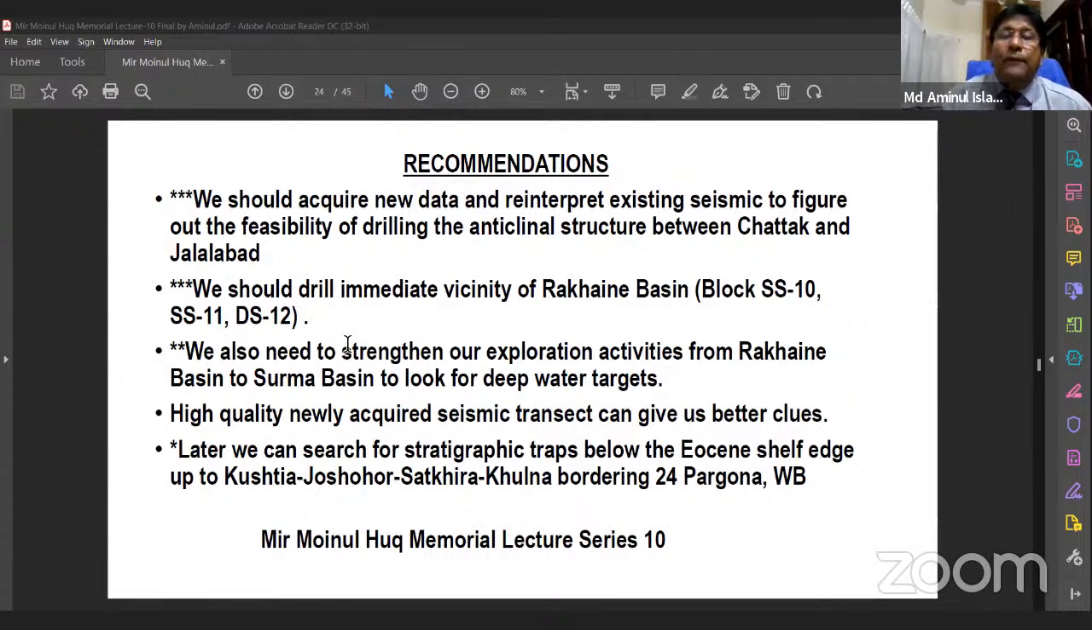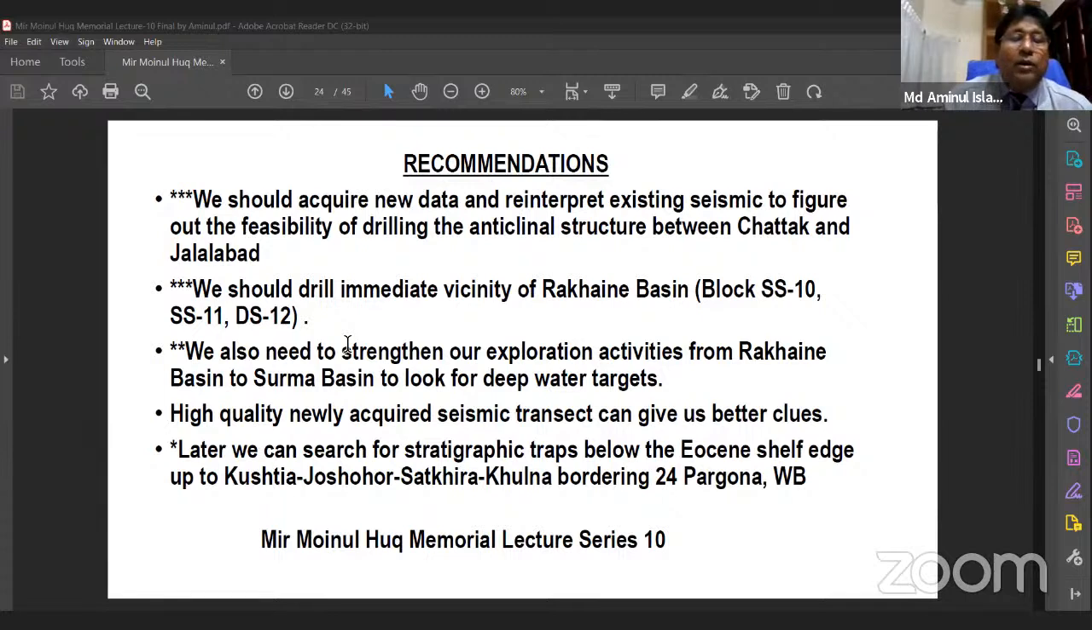So all the way from Rakhine to Surma, because Surma Basin also has evidence, in between there is some evidence, so we have to look for turbidites. And for that purpose, we have to acquire some high quality seismic to get a better clue.